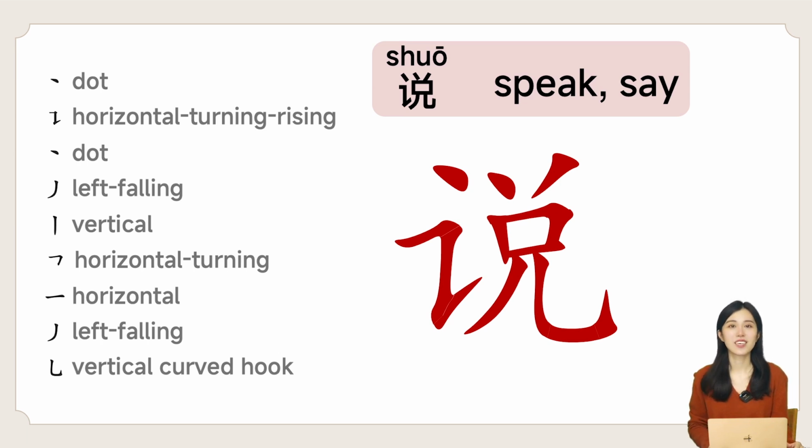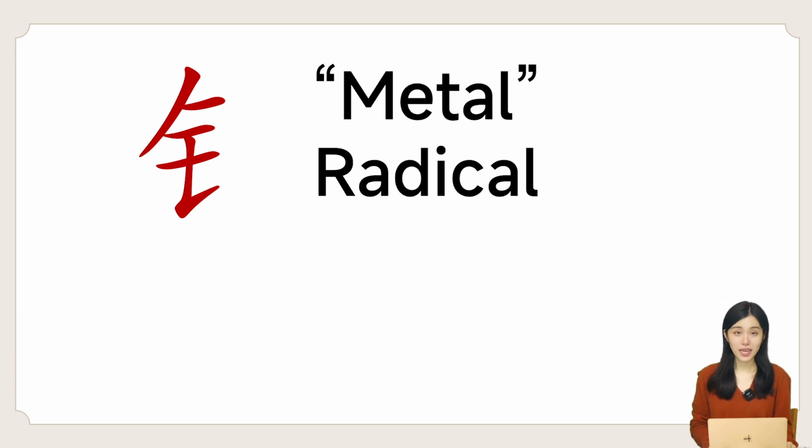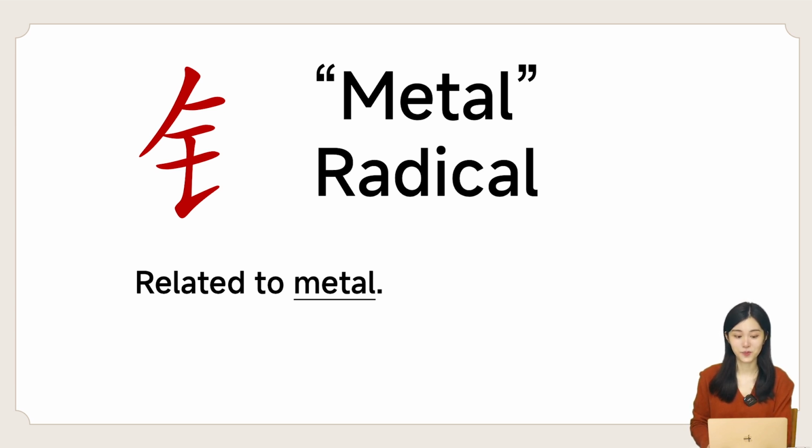Good job. The next radical is called metal radical. Characters with this radical are usually related to metal. See how to write this metal radical. We should write it from the top to the bottom and from the left to the right.